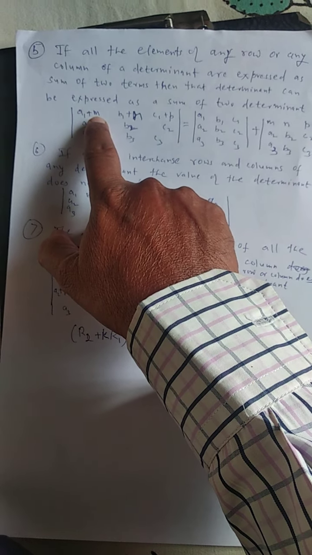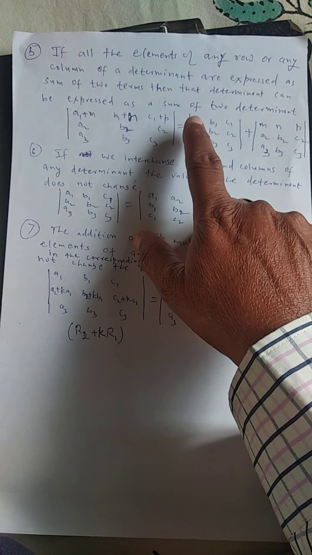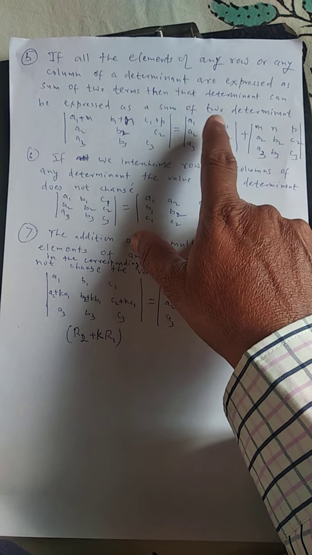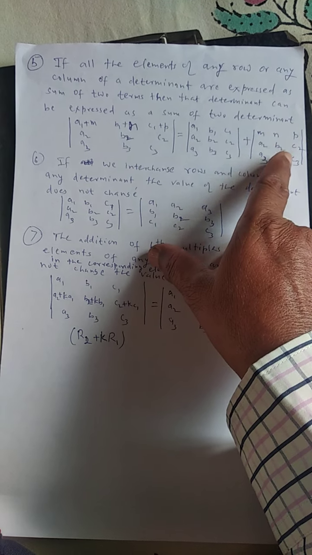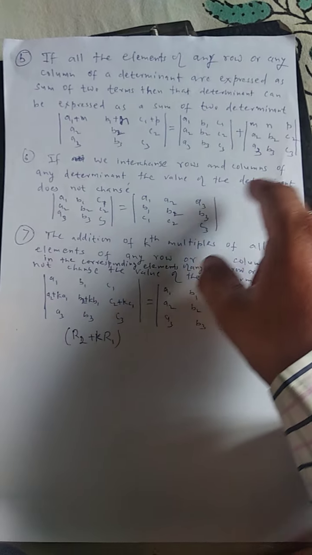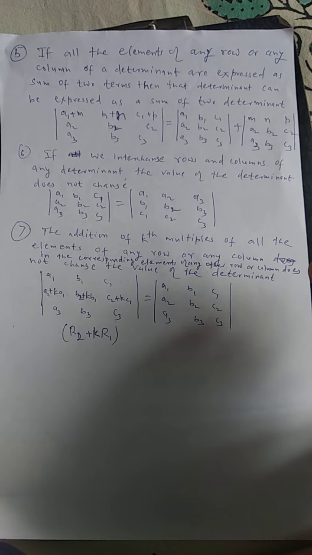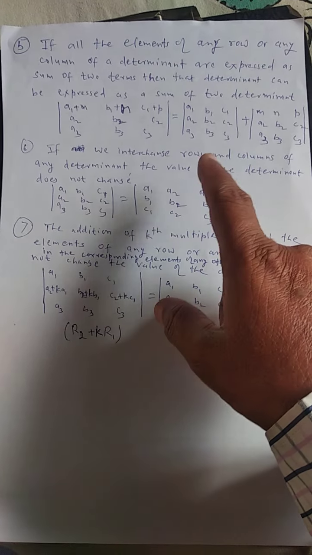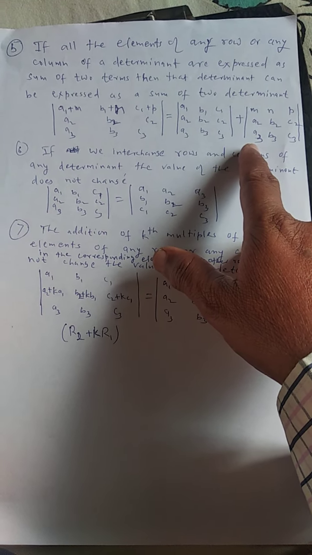Then this new determinant is expressed as the sum of two determinants, where the second and third rows are equal. Second row here, second row here, third row here, third row here, they are equal. The only difference is in the first row. So take a1, b1, c1 as the first row in the first determinant, plus in the second determinant take the first row as m, n, p.